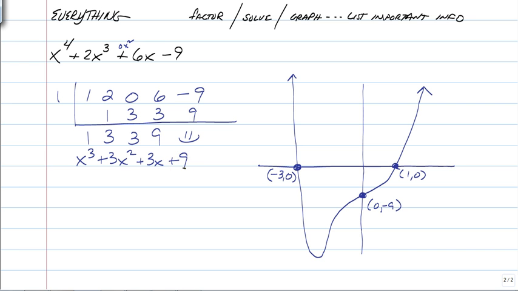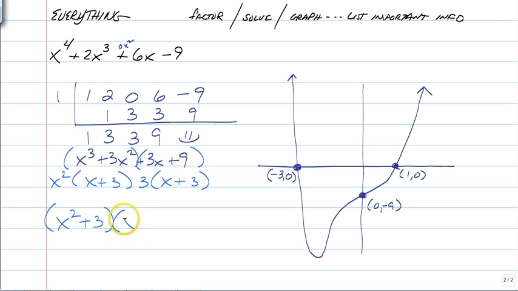Feel free to use synthetic division again. Or you can see that this is just grouping. Factor out an x squared, leaving you with an x plus 3. Factor out your 3, leaving you with an x plus 3. So you have an x squared plus 3 and an x plus 3. And don't forget about your x minus 1 from this guy that you used in the beginning. That is completely factored. For your solutions, you already know that you have the -3 and 1.